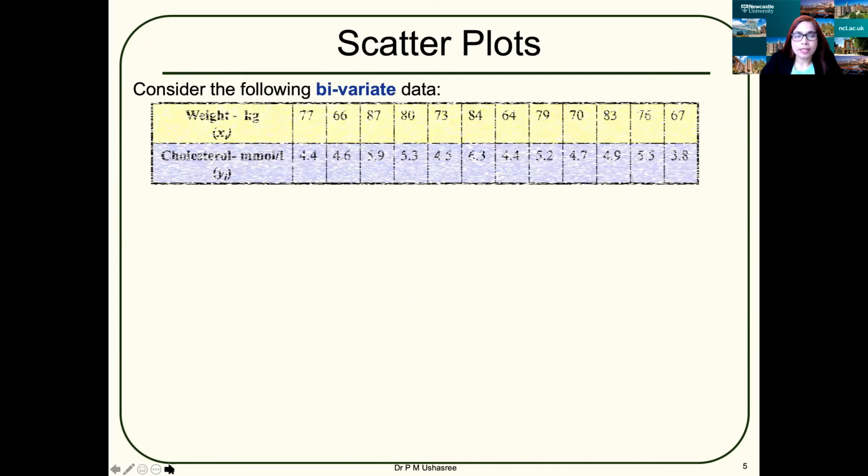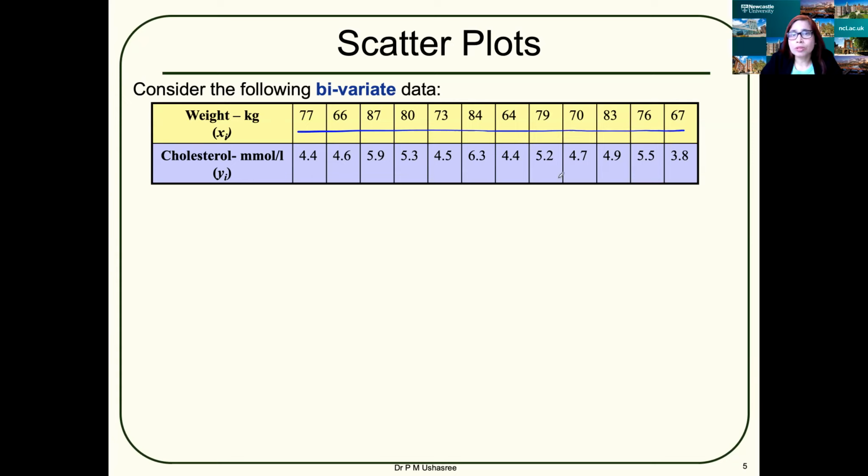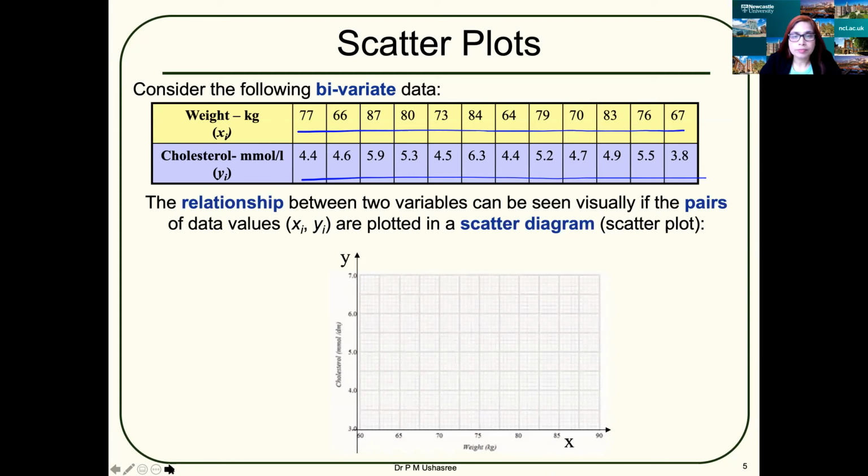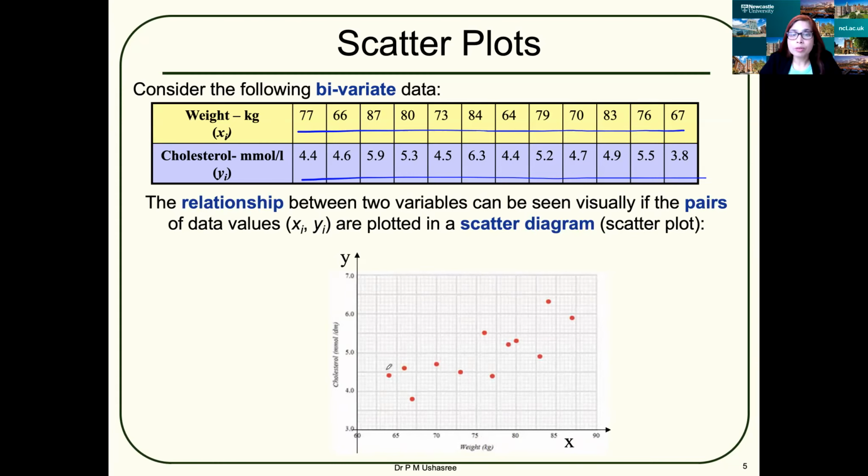Okay, so let's take some data. Here I have data of the weight of adults along the first row, and the second row gives the cholesterol level for the corresponding weight. And the scatter plot is as shown. What you do is you plot the scatter plot by, for example, 77. What is the value? For 77, it is 4.4. So you plot the point for 77, the value is 4.4. Similarly, for 66, the value is 4.6. And so you plot your scatter plot.